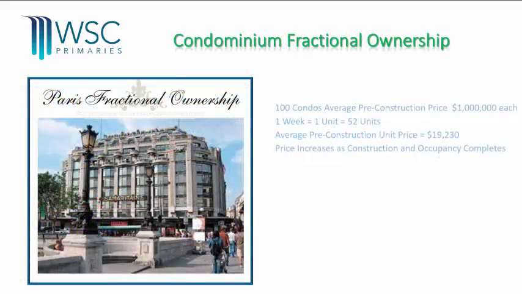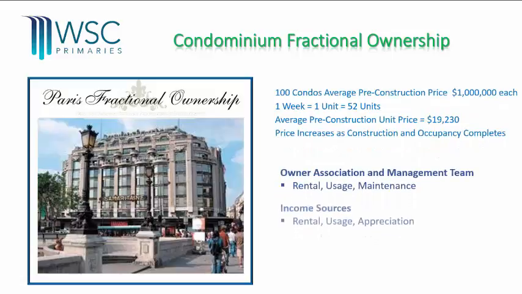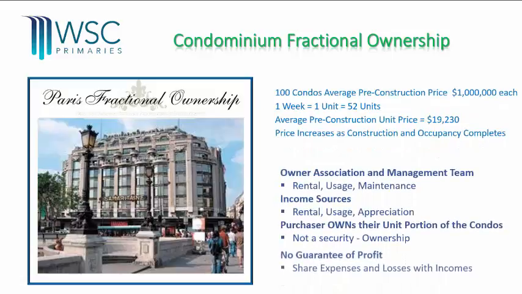Now I just want to quickly cover the concept of fractional ownership. So this is an actual fractional ownership building in Paris. Let's suppose in this building there's 100 condos and they have a pre-construction price of $1 million each. Now owners can buy the whole condo, or what they could do is divide it up by week and wind up with 52 units. And if it was 52 units, then each unit would be priced to start with at $19,230. But as this building gets completed and starts generating revenue, it's expected that the value of the building, the condos, and each unit would go up.